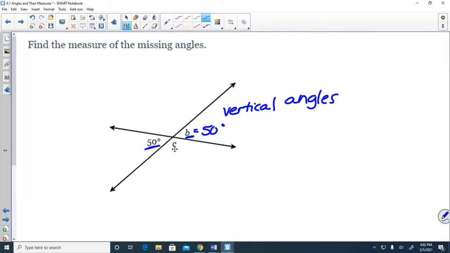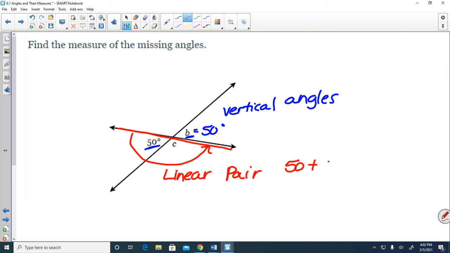And I still need to find C. Well, I see that 50 degrees and C make this line. So these two angles form a line, and that makes them a linear pair. And since they're a linear pair, these two angles have to add to equal 180. So I can set up an equation: 50 plus C equals 180. I can subtract 50 on both sides, and C is 130 degrees.